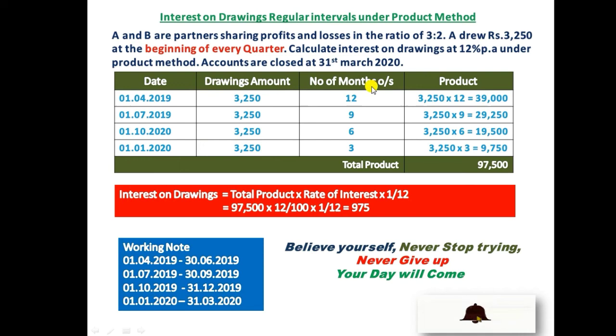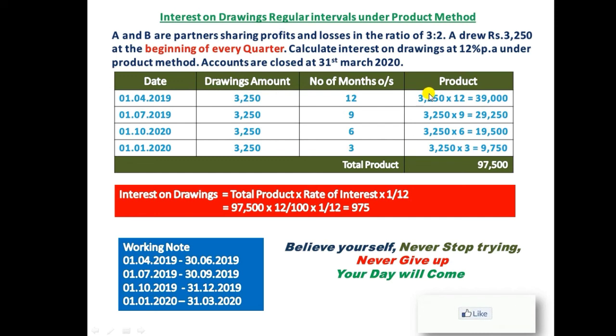Now we need to calculate the number of months outstanding. So he drew in the first quarter beginning 1/4/2019. So from April to 31st March, the total number of months is 12 months. From 1/7/2019 we'll get a total number of months till 31st March of 9, and from 1/10/2019 till 31st March of next year we'll get 6 months. Likewise we'll get 3 months from January to March.